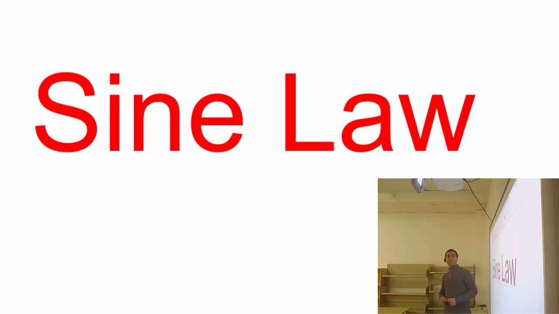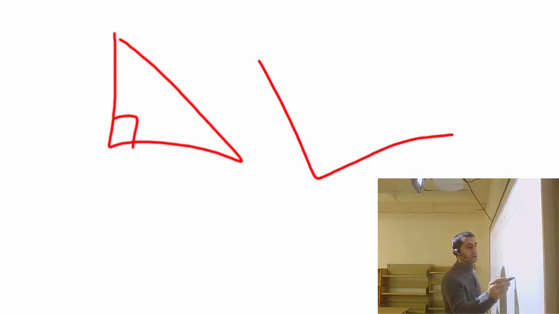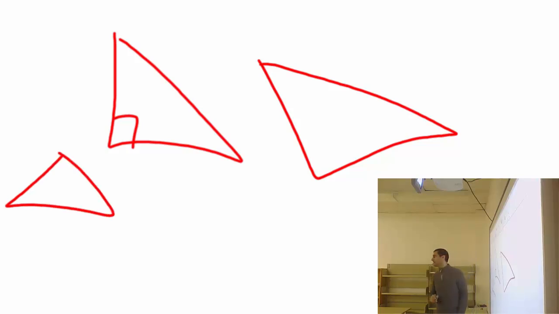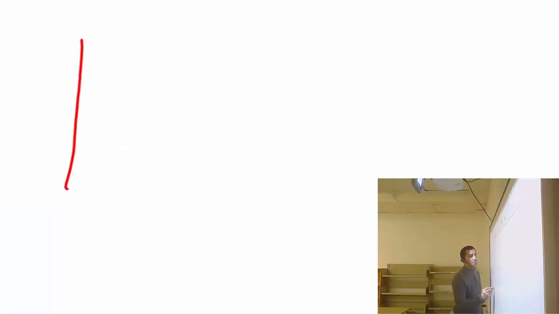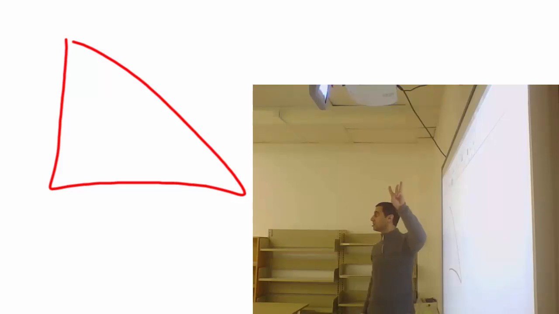So this sin law, what does it mean? We are talking about a triangle. It could be a right triangle. It could be obtuse, acute. It could be any triangle. Doesn't matter. As long as it's a triangle, we know that triangle has three sides.